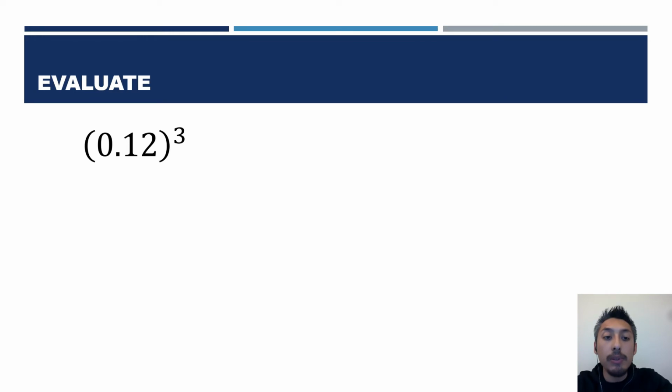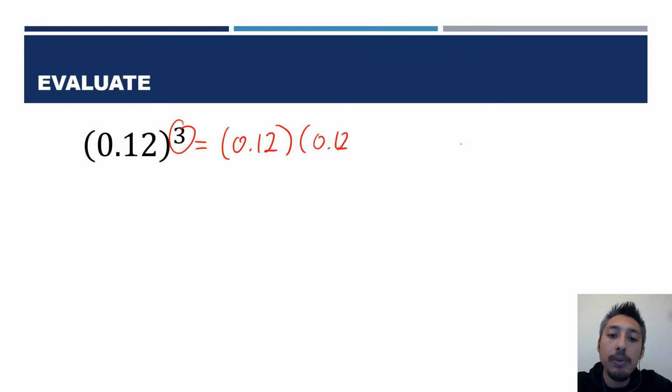Here we have 0.12 inside parentheses being raised to the power of 3. Same as before, we're going to take what's inside of our parentheses and we're going to be multiplying that out by itself. In this case, 3 times because that is our exponent. So here we have 0.12 times 0.12 times 0.12.